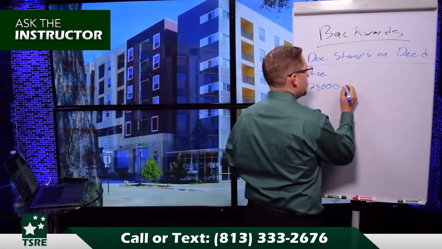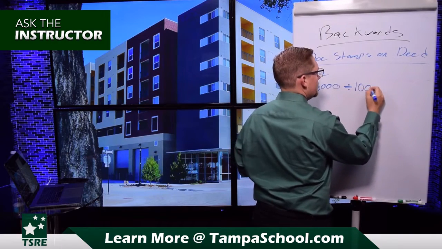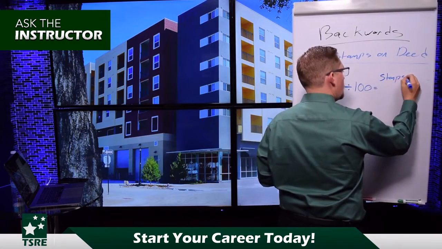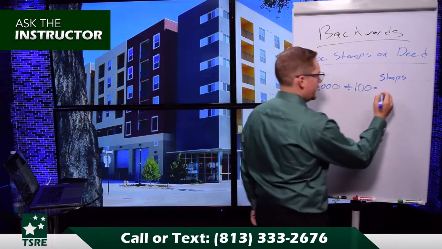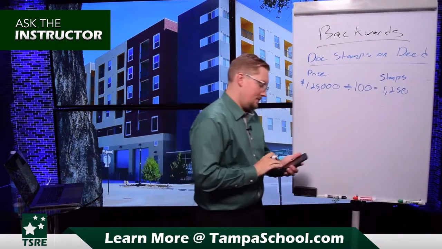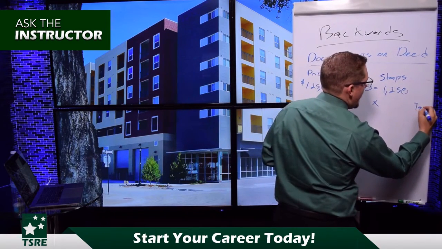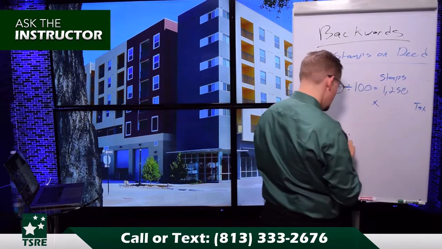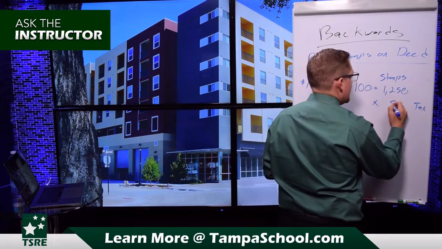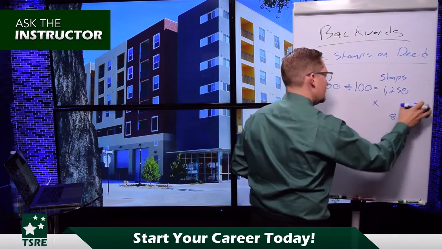So hopefully you remember here that you're first going to divide by 100. And what that gives you is the number of stamps, which remember should always be a whole number, which in this case here it is. So we've got 1,250 stamps that we need. Now all we're going to do is take that and multiply it by the tax for each stamp, the cost of the stamp. So we're going to do 1,250 times 0.7, and we get 875 when we multiply by 0.7.